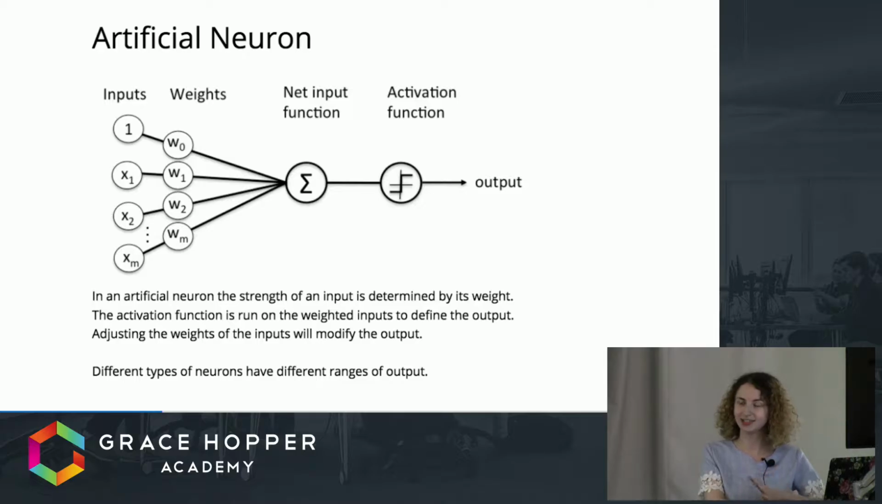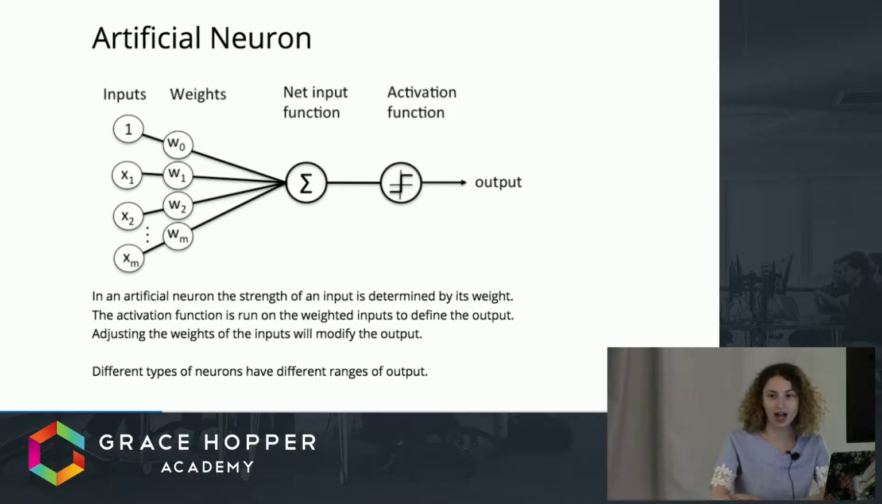Here is an example of an artificial neuron. You have your inputs and an output, and in between there are some other things. The weights determine the strength of the input, and then you can have one or multiple functions, and the final function will result in the output. Your inputs are defined, and you're trying to get the right output. So if you want to change your output, you change your weights.